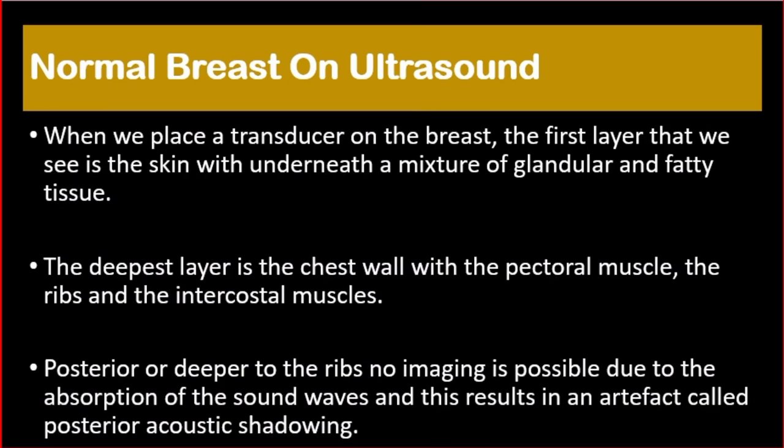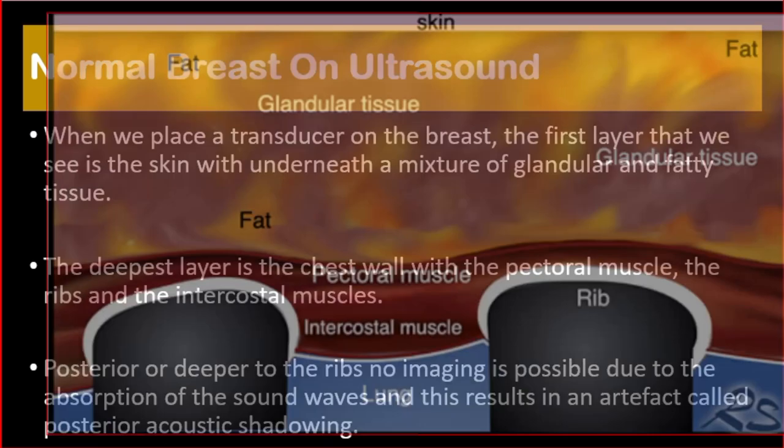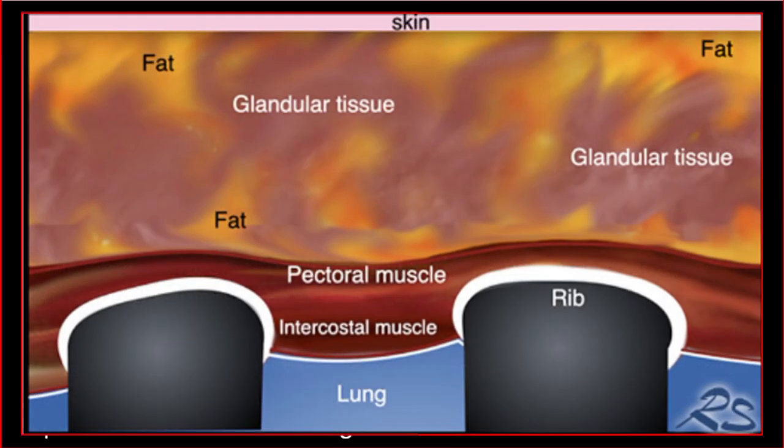When we place a transducer on the breast, the first layer that we see is the skin, with underneath a mixture of glandular and fatty tissue. The deepest layer is the chest wall with the pectoral muscle, the ribs, and the intercostal muscles.